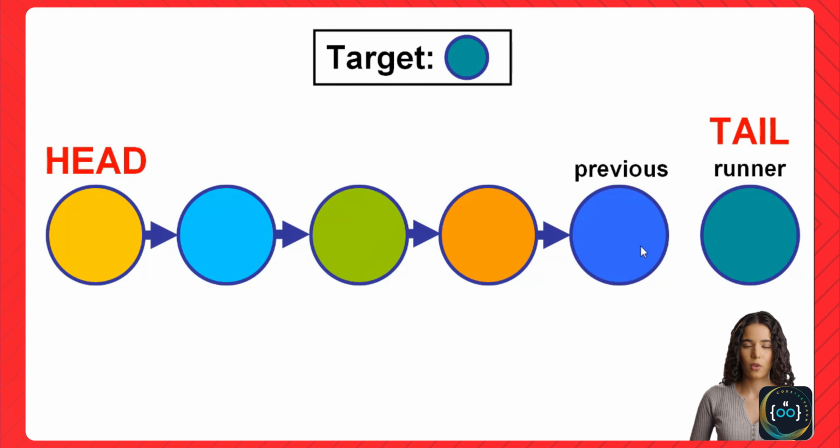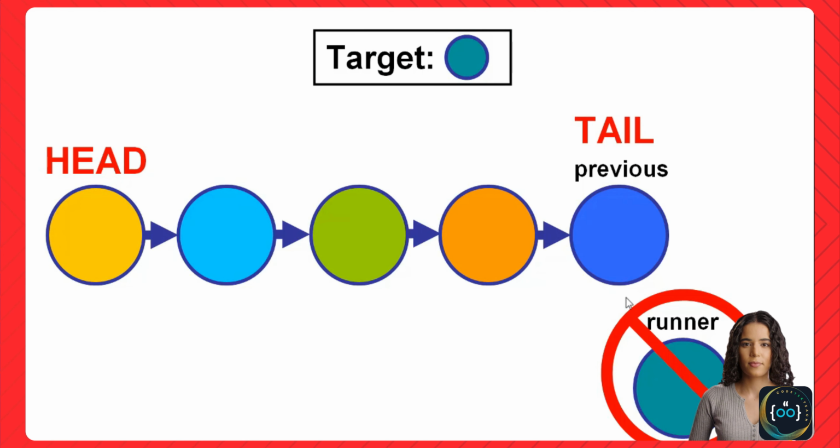We need to break the connection between the previous node and the runner node, which is now the tail node. We do this by removing the pointer from this blue node to the green node that we have right here as a tail node. That way, the green node is no longer accessible by the linked list, and the blue node becomes the new tail node because we have sort of detached the green node right here. From the data structure, we no longer have a pointer to this node.